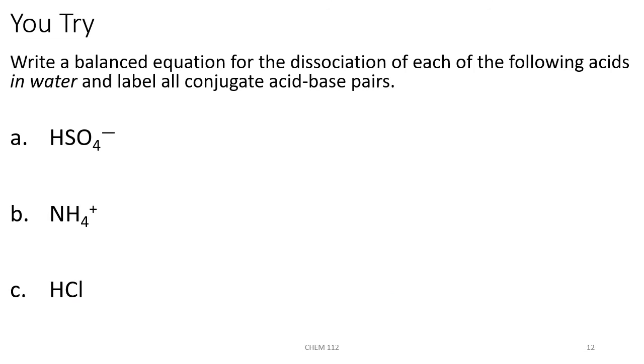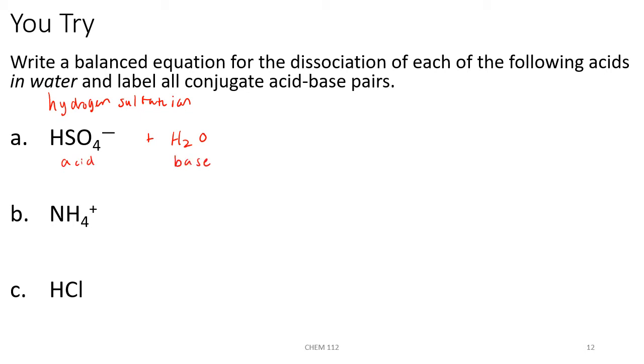Let's try a few more examples doing the same thing. We're given 3 different acids. We're going to write the equations for the dissociation in water and label all conjugate acid-base pairs. In A, we have HSO4-. This is the hydrogen sulfate ion. And hydrogen sulfate can function as an acid. It has a proton that it can donate. So in water, this is going to be our acid. Water is going to be our base.